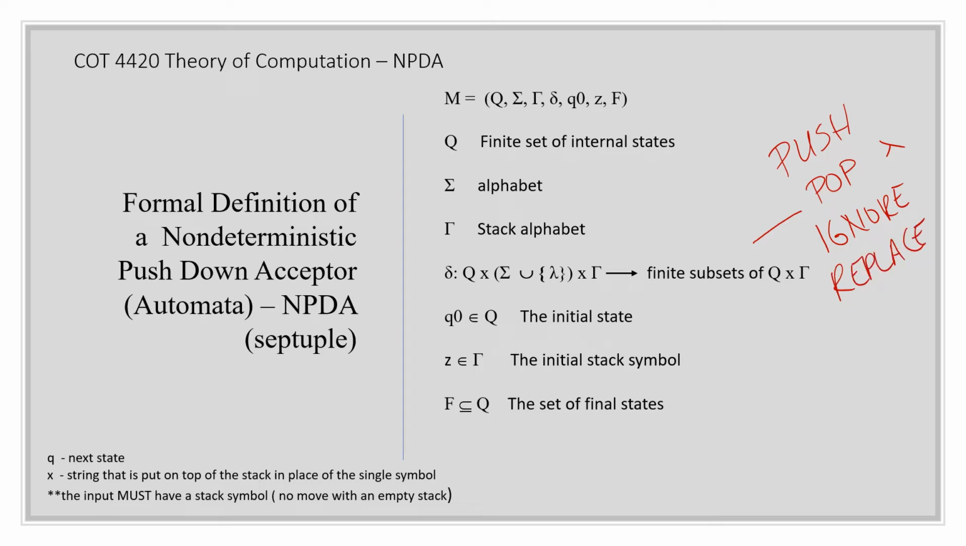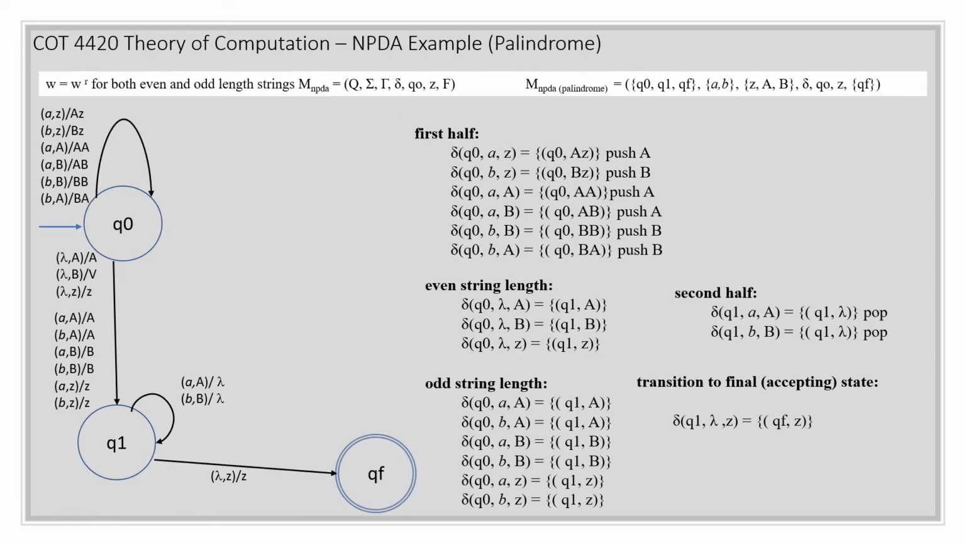All right, so Q0 is the initial state. You have an initial stack symbol. The stack cannot be empty, and you have a set of final states. So let's get started.